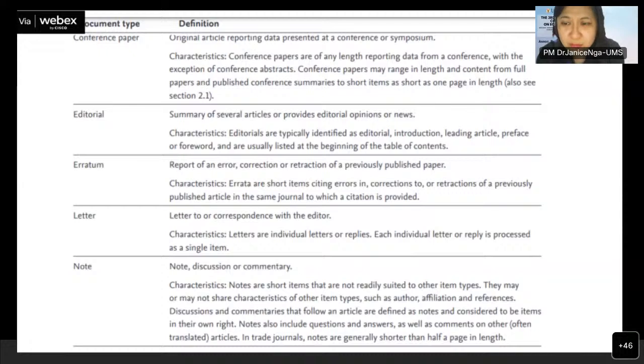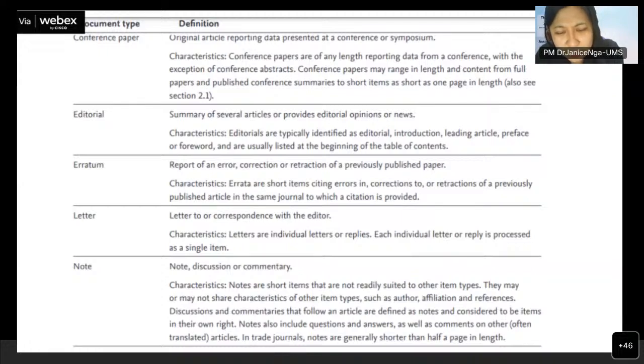Being withdrawn, take out. Okay. So there are also letters to, or correspondence with, the editor. This one, I haven't published this letter before. So maybe next round, I will try to do that when I'm happy with my journals and all this. The rest, I think I'm almost done with them.